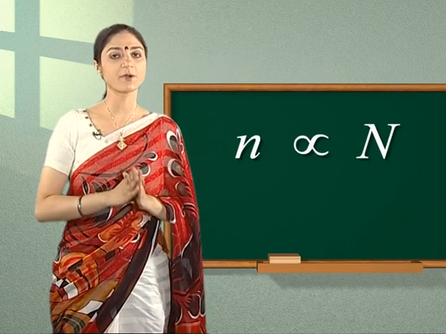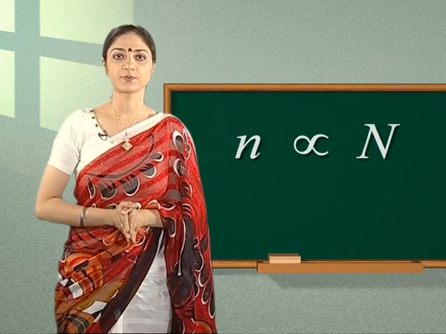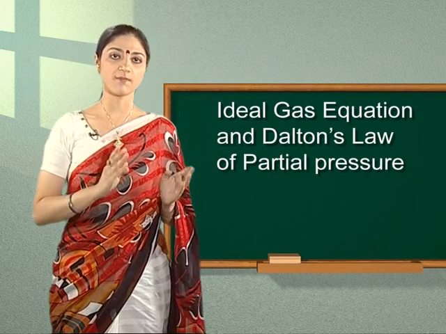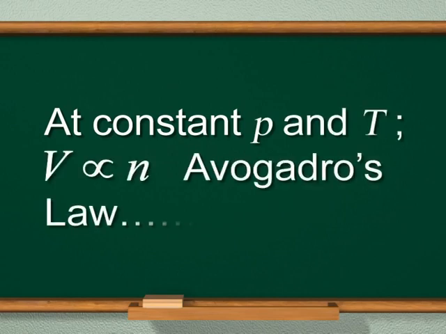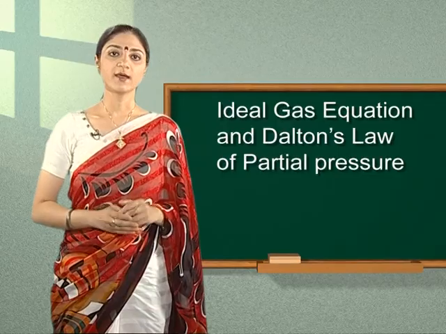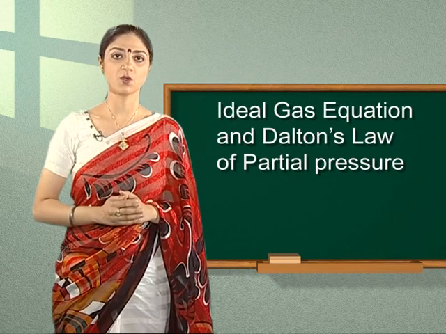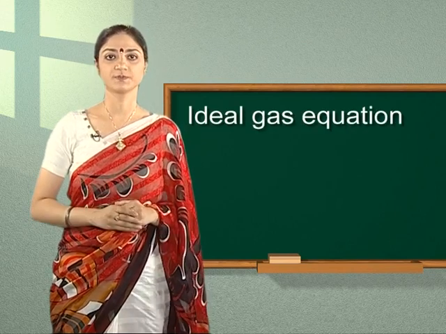Therefore, small n, that is number of moles, is directly proportional to N, the number of molecules, as shown on the screen. So, volume of gas is directly proportional to the amount, that is number of moles of gas at constant temperature and pressure. This is known as Avogadro's law. The three laws, Boyle's law, Charles' law and Avogadro's law, can be combined together in a single equation which is known as ideal gas equation.